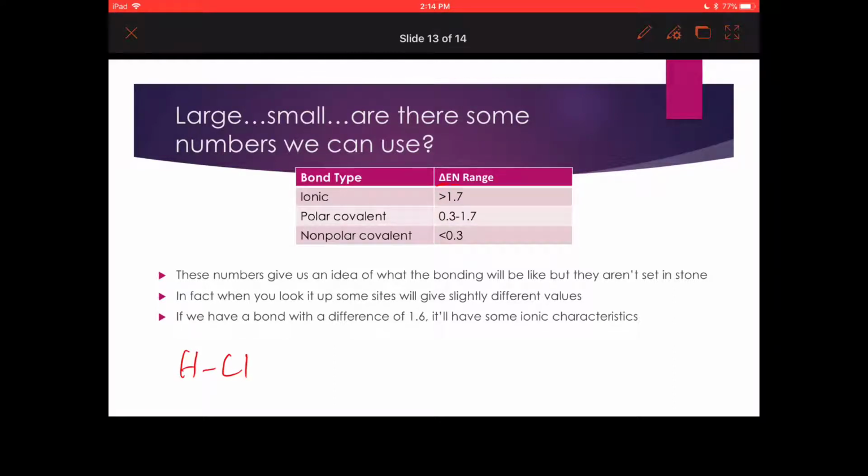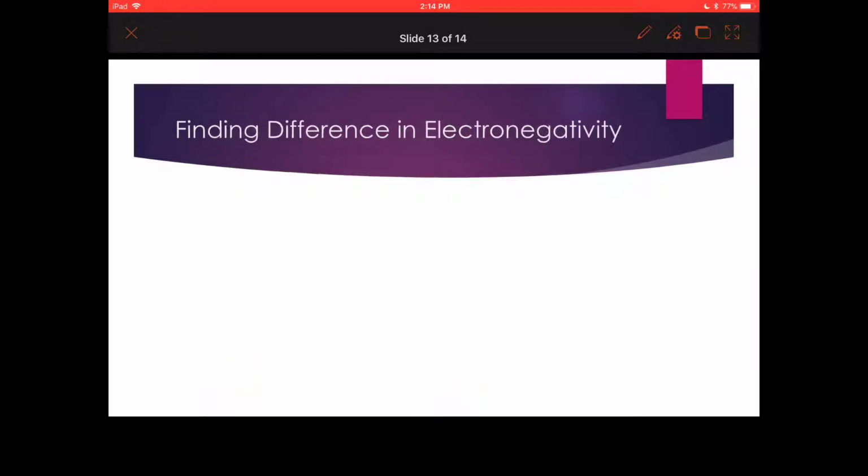HCl, hydrochloric acid, that's a covalent bond. They're sharing those electrons. But when we put it in water, it separates out into its ion forms. So we see some compounds are going to have a variety of properties based on that difference of electronegativity.